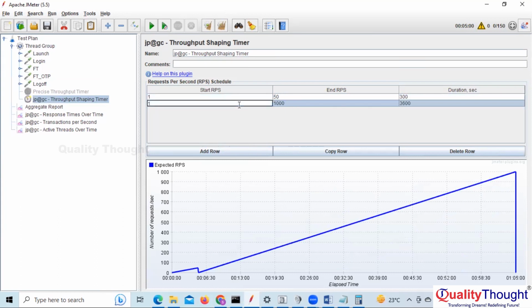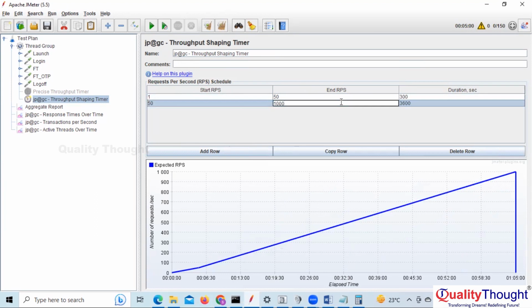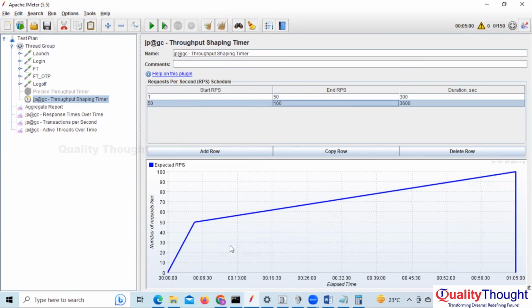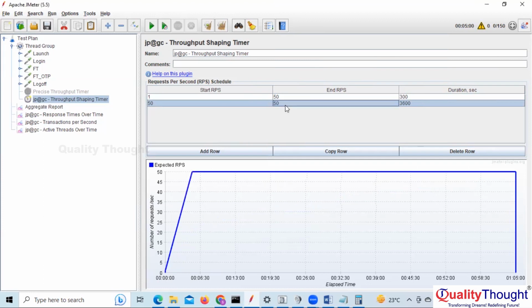And during your steady state, once the ramp up is completed, you can play with your target TPS like this using your throughput shaping timer. See, during my ramp up, it will try to achieve the 50 target, and once my ramp up is completed, from 50 to 100 it will increase continuously, or you can just make it 50 also. If I give 50, it will maintain at 50.